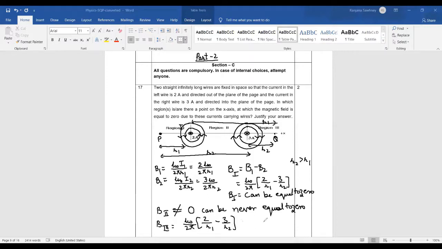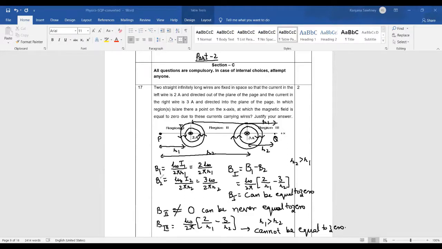Now here we see that R1 is greater than R2. Let's take an example. Suppose R1 is 3 units and R2 is 2 units. So 2 upon 3 minus 3 upon 2 can never be equal to 0. So again in this region, it cannot be equal to 0. Why? Because R1 is greater than R2, so this bracket term can never be equal to 0. So it cannot be equal to 0 in region 3 also.